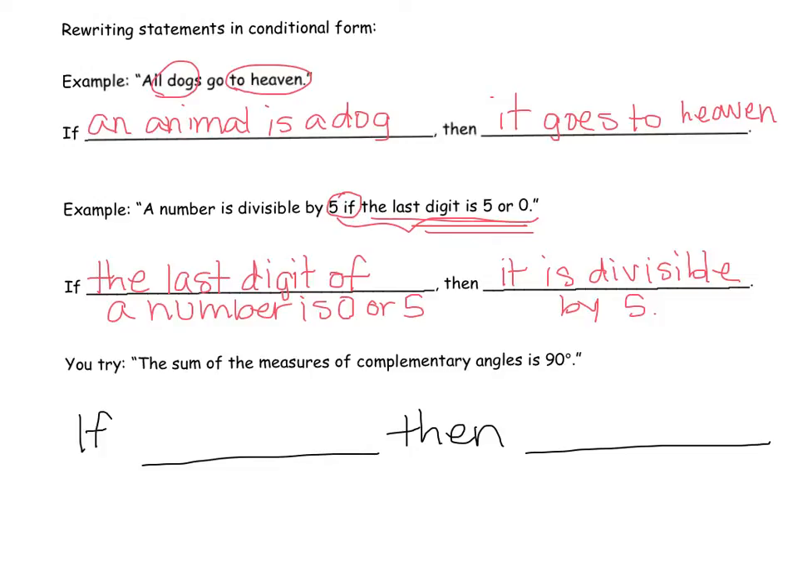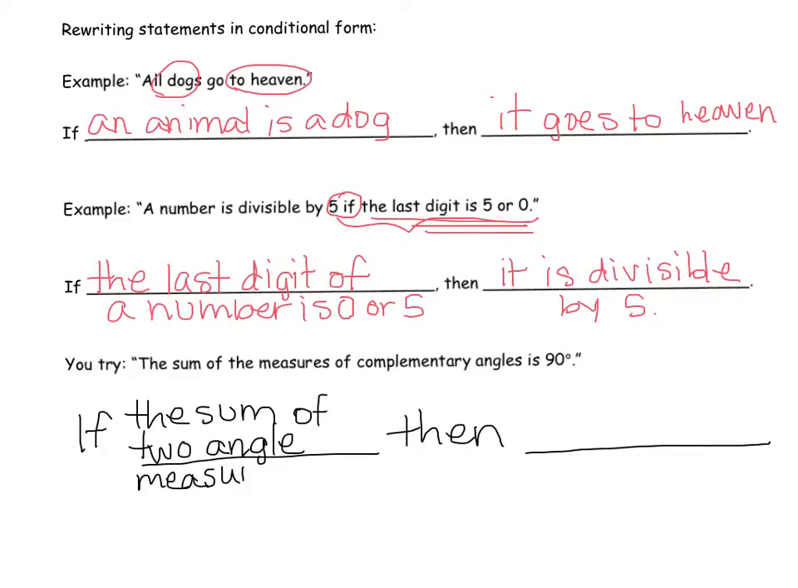So if the sum of two angles, or two angle measures, is 90 degrees, then the angles are complementary.